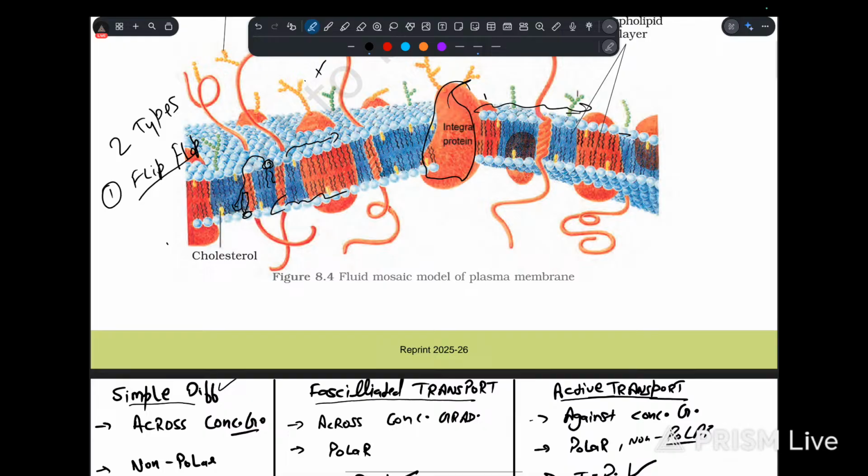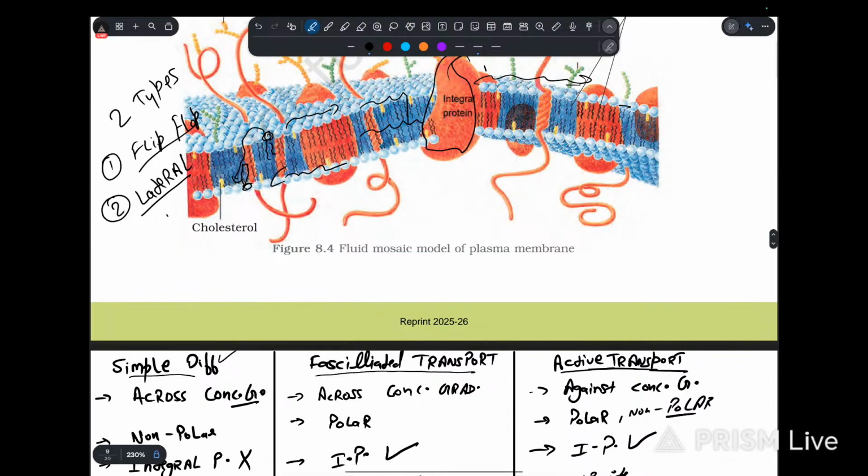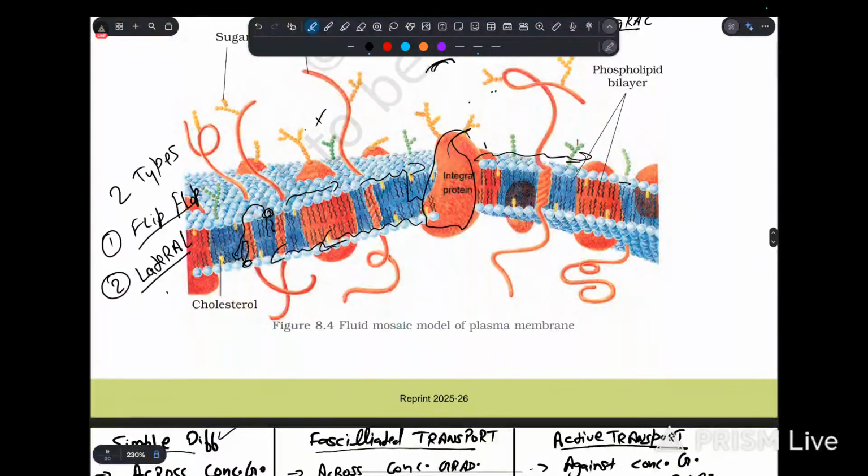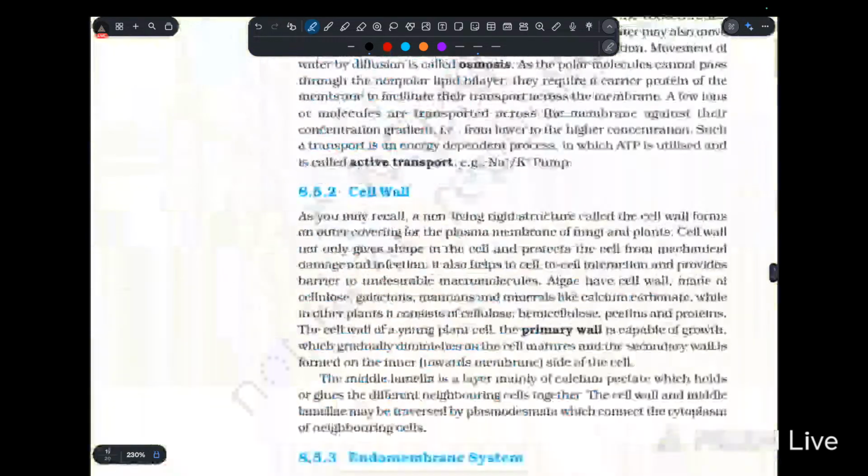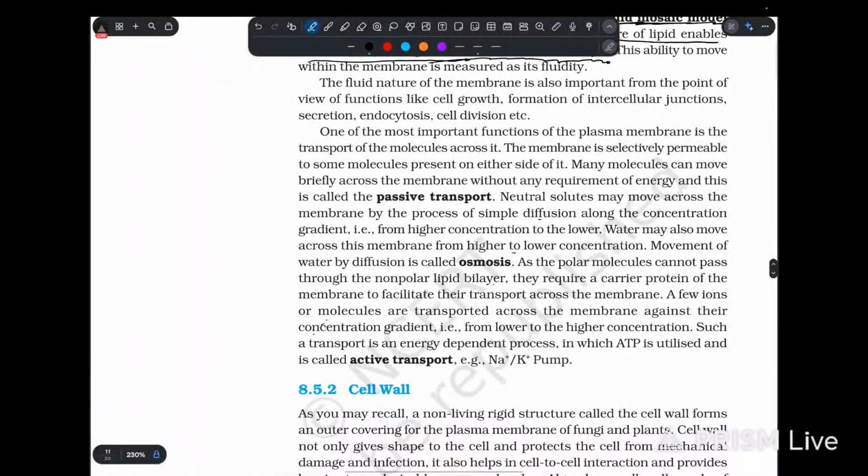The second one is lateral movement. In lateral movement, they can move across the same layer in which they are present, from here to there, changing their lateral location. This can also be done by integral proteins. But integral proteins cannot do the flip flop movement, right? And this was all in this case.